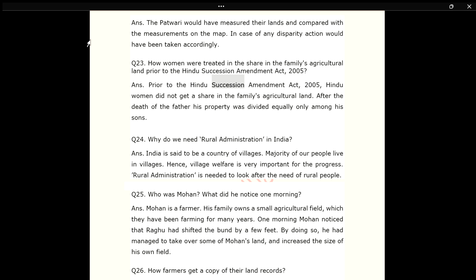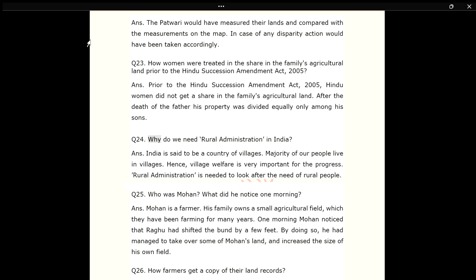Prior to the Hindu Succession Amendment Act, 2005, Hindu women did not get a share in the family's agricultural land. After the death of the father, his property was divided equally only among his sons.